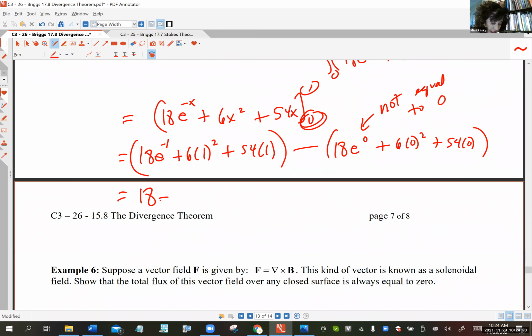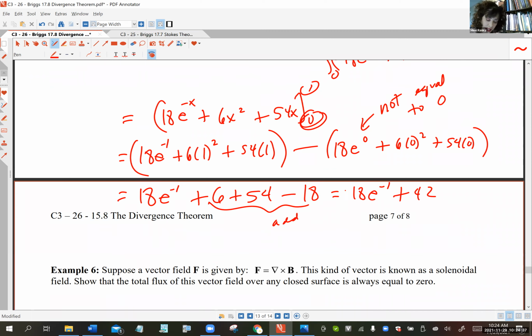So my final answer is going to be what? Minus 18. We've got 60 minus 18. I believe that's 42. So our final answer after we add all these constants together is going to be 42. So there's your exact answer. Yay, and we're done.